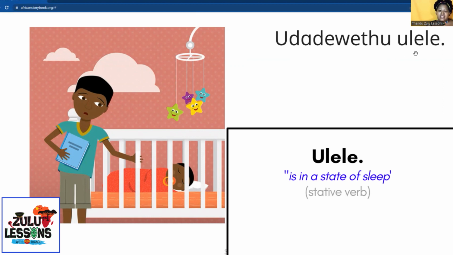Because this is a stative verb. It is telling us the state that sister is in. The state she's in is of sleep. And so we are saying udadewethu ulele. So we have this verb now turned into a stative verb from present as in lala. Now it says lele. So we'll work on stative verbs at another time. But I just want you to start paying attention to them, or maybe you can even be going through your dictionary and looking at different ones. But this is one of them. Ulele, she is sleeping right now.